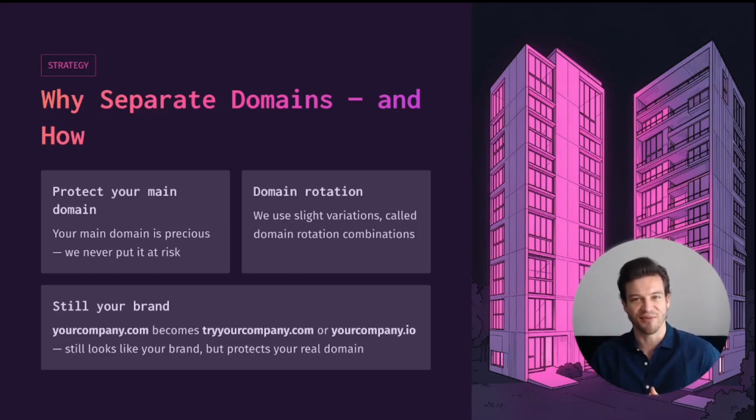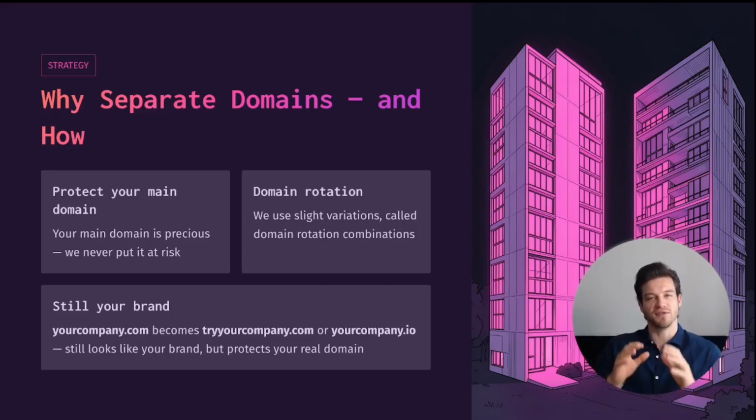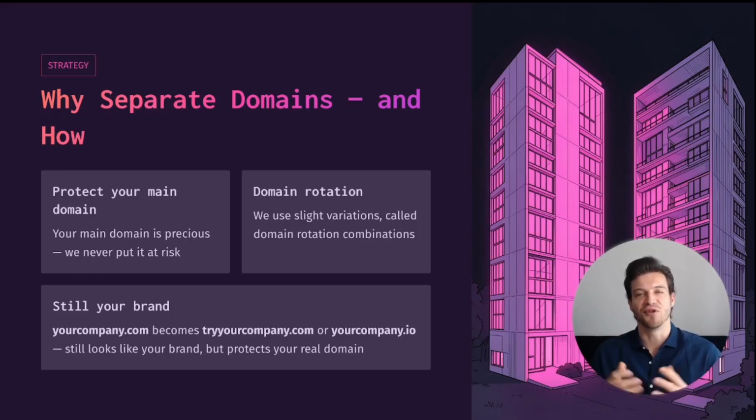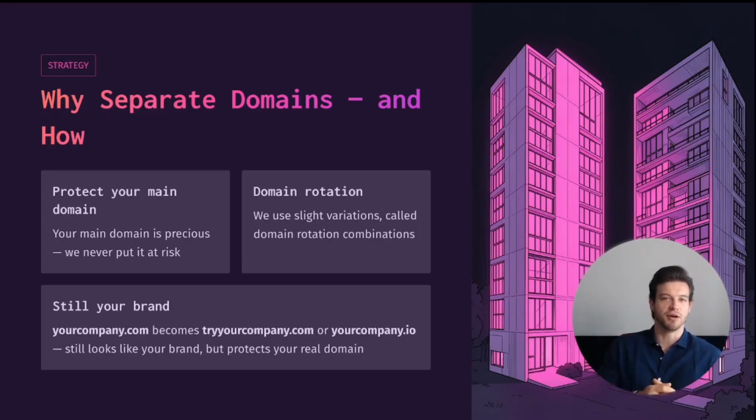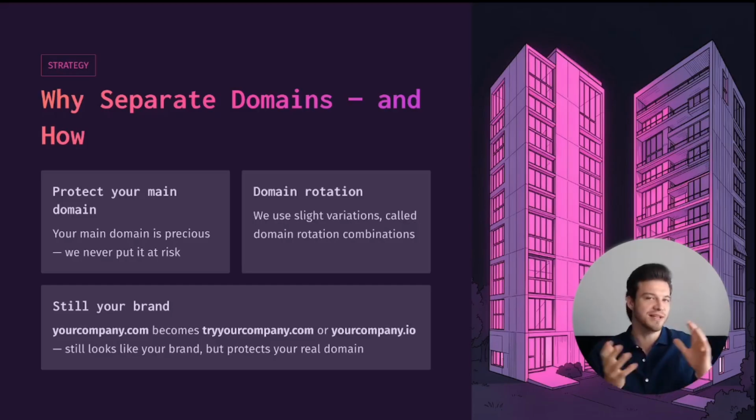And here's how we do it in practice. We do not just grab any random domains, we create slight variations of your main domain, so they still look and feel like you. If your company domain is yourcompany.com, we might use tryyourcompany.com or getyourcompany.com. We call these domain rotation combinations. And to the person receiving those emails, it still clearly looks like it's coming from your brand, but technically it's a completely separate domain that protects your main one. So you get the trust of your brand name without putting your real domain on the line.